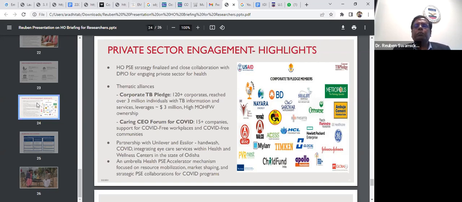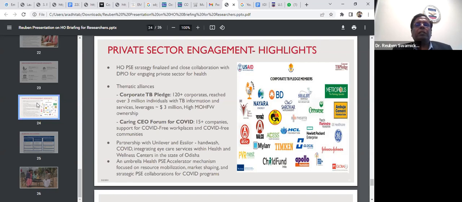The Caring CEO Forum, we spoke about it, where a large number of companies supported COVID-free workplaces and COVID-free communities. We also have large players like Unilever and Essilor, who supported areas of hand washing and integrating eye care services within health and wellness centers in the state of Odisha. It's pretty brilliant, and that's probably going to go to scale, where you can actually get your powered spectacles tested at home and delivered to your home as well.